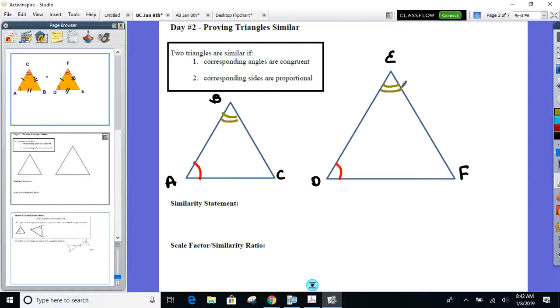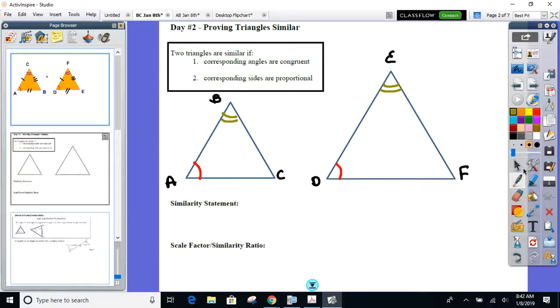Do I need to mark C and F? No, why not? Why do I need to mark C and F congruent? How do I know they're already congruent? Third angles theorem. Yep, just doing a little review here. Now, the sides. If the triangles are similar, the sides do not have to be congruent, but they do need to be in the same ratio.